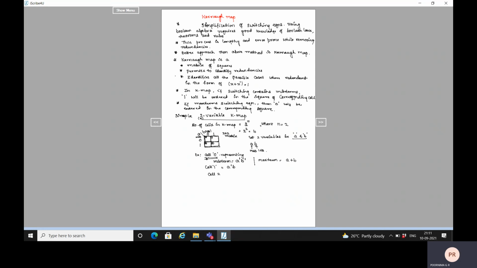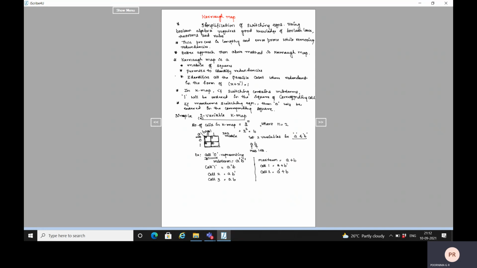Similarly, if cell 2 is considered, A with B bar, and cell 3 with A, B. When the max terms are represented, here cell 1 will be A plus B bar, cell 2 will be A bar plus B, and cell 3 representing A bar plus B bar.